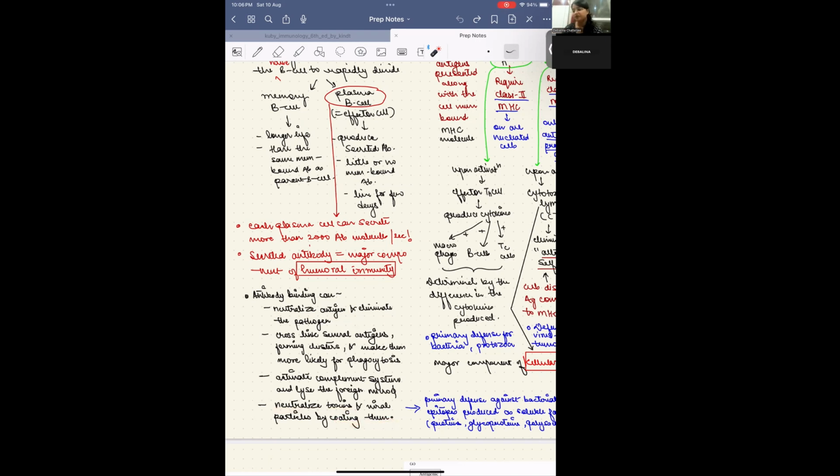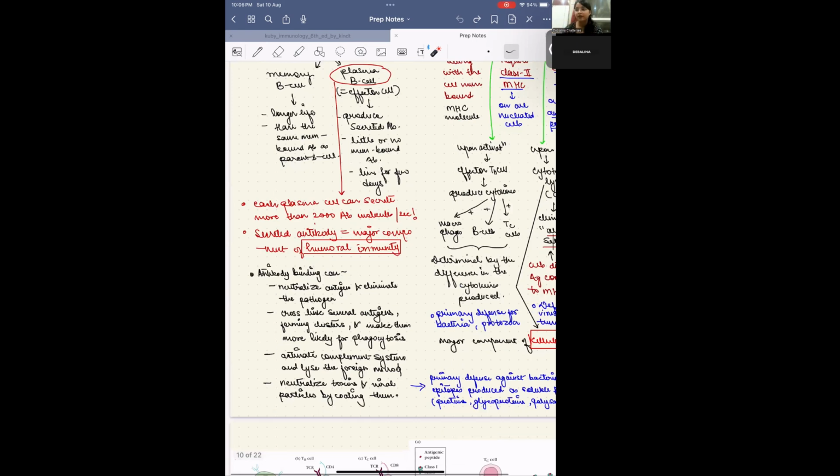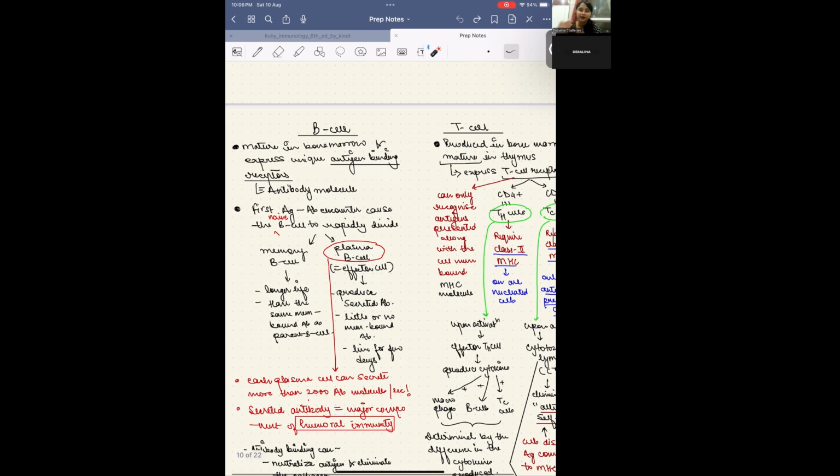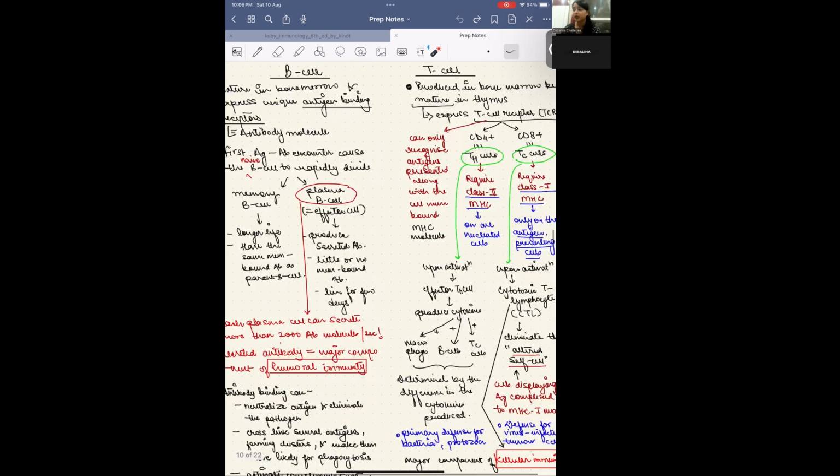So this is how the B cells are formed, how antigen encounter is going to initiate a division, how the memory component and the effector components are produced, and lastly, how the effector response is carried on.